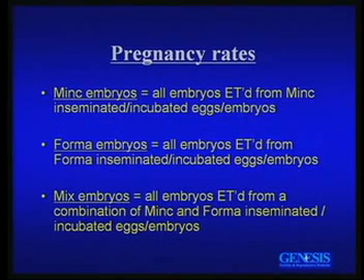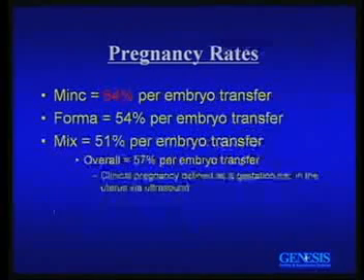Now, what happened once we put embryos back? Well, since we were incubating eggs and embryos in different systems, I had to break out the pregnancy rates into different categories depending on where the embryos came from. And basically there were 3 types of embryo transfers. There were transfers where all of the embryos were cultured in the MINC and transferred. There were cases where all the embryos came from the Forma. And then there were mixes where, again, we chose the best embryos, and not based on where they were incubated, but what were the best embryos to transfer.